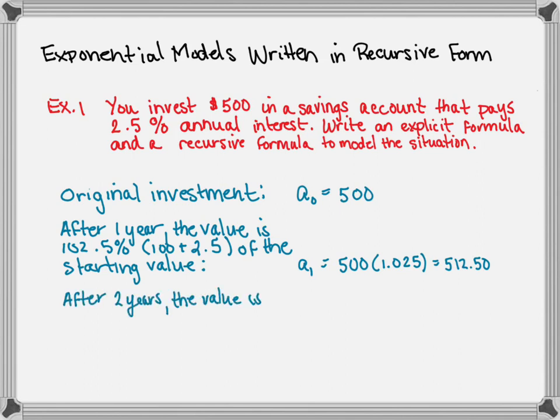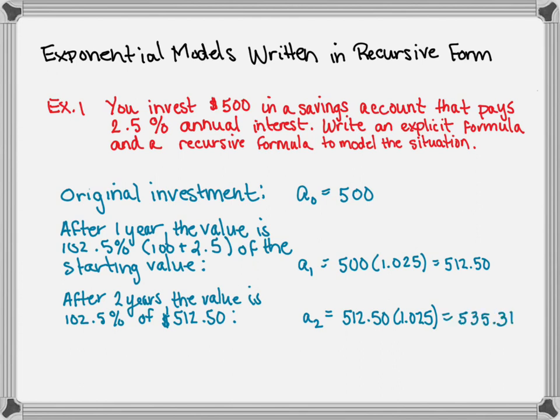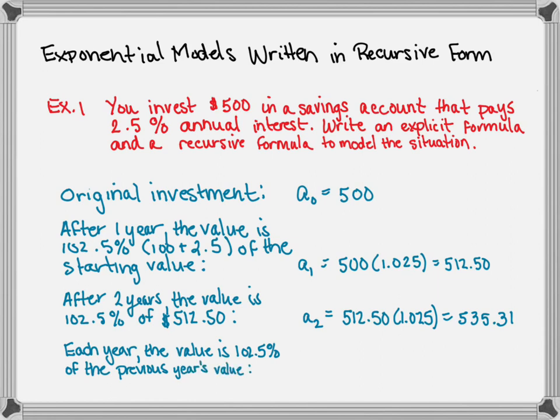After 2 years, the value is 102.5% of $512.50. So A sub 2 equals 512.50 times 1.025, which is $535.31. Each year, the value is 102.5% of the previous year's value. So A sub n equals 1.025 times the previous year's value, which is represented by A sub n minus 1.